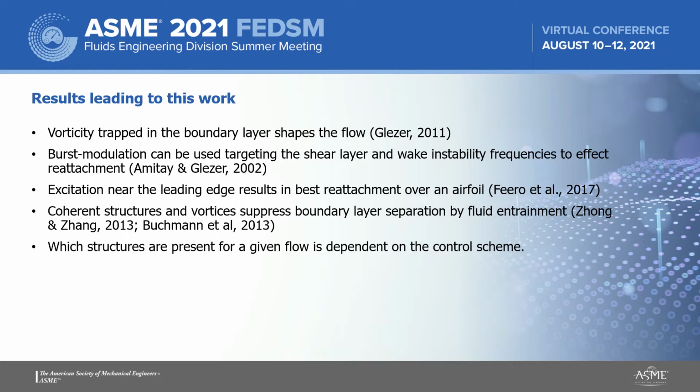Those last results were used by Firo from the Turbulence group, who used burst modulation to control flow around a NACA airfoil. He also studied the effect of excitation location and found that excitation nearer the leading edge results in superior control. Finally, the mechanism of flow reattachment over a body is theorized to be from the downwash and entrainment induced by a train of vortex structures, which enhances the mixing in the boundary layer. Which structures result from a given control scheme, however, is the object of the current study.